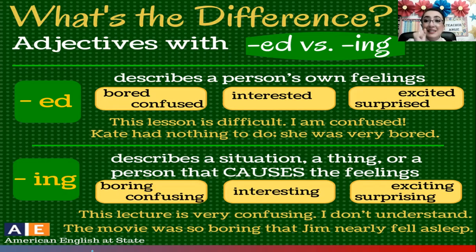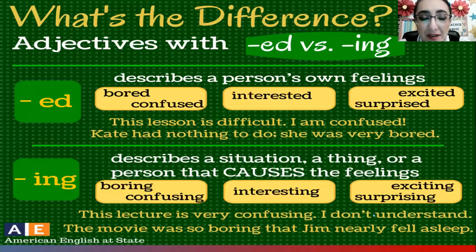Oh, the lesson is exciting. La clase, la lección es emocionante. I feel excited. Me siento emocionada. I'm excited. Estoy emocionada because the lesson is exciting, sorry. Me siento emocionada porque la clase es emocionante. No, it's exciting. Oh, I'm interested in this topic because the class is interesting. Estoy interesada en este tema porque la clase es interesante. Estoy interesado, confundido, aburrido, porque la clase es interesante, aburrida, confusa, emocionante, sorprendente. Can you see the difference? How are we going to be using this, the ed or the ing? What do you think?